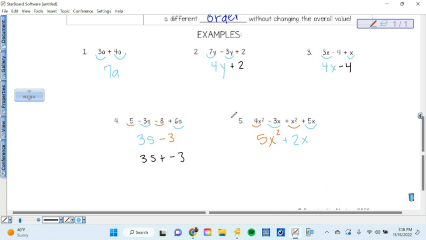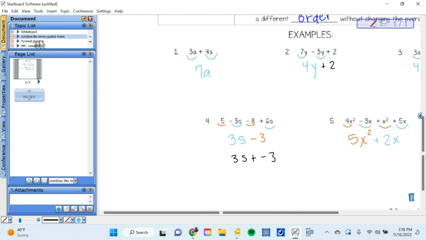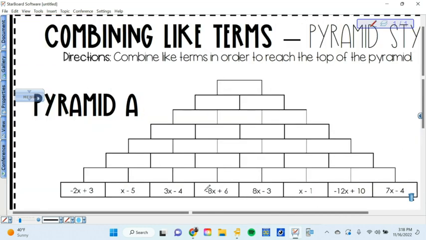Okay, can we flip over to the other side, please? You're gonna get some practice. I'm not gonna have you spend a whole lot of time on this, but what we're doing is we start at the bottom of the pyramid and work our way up. So I'm gonna look between these two boxes and combine the like terms. Between negative 2x plus 3 and x minus 5, what are my like terms?